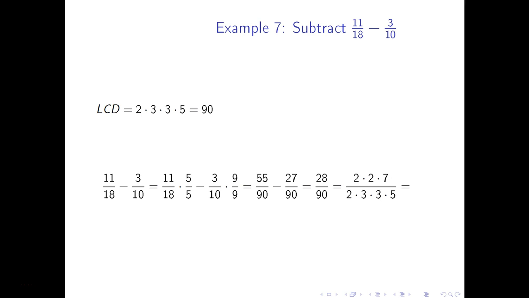28 we can break up as 2 times 2 times 7, and 90 is 2 times 3 times 3 times 5, because we already have factors up here. They both have a 2, those cancel out. I'm left with 14 on the top and 45 on the bottom.